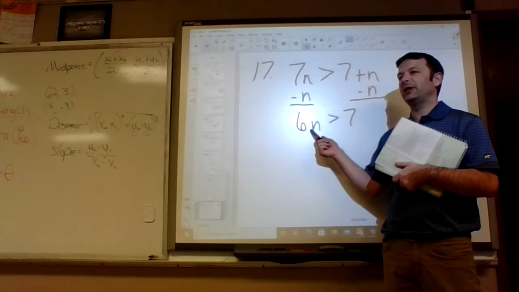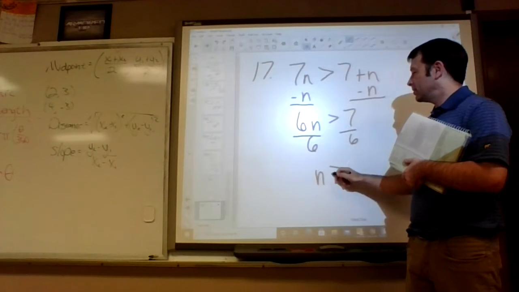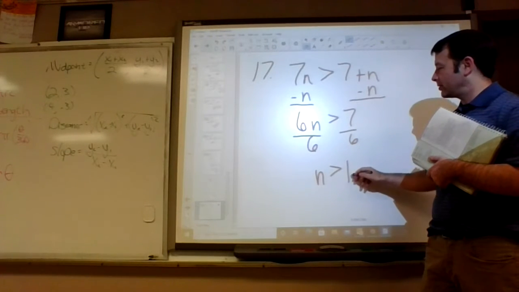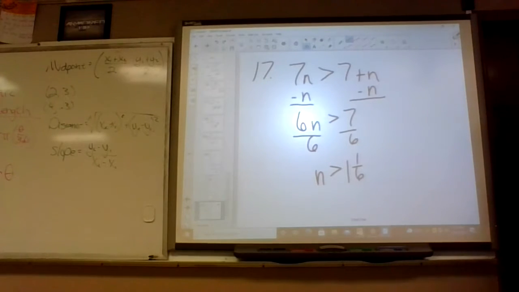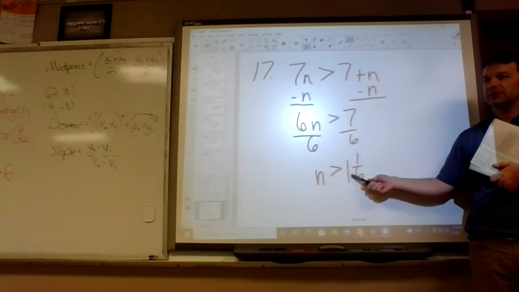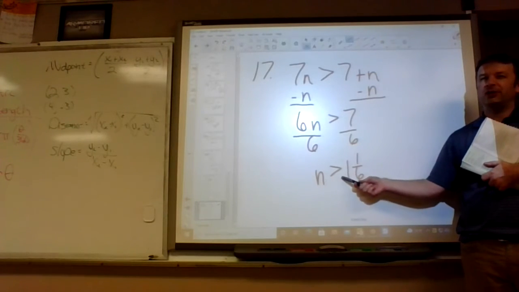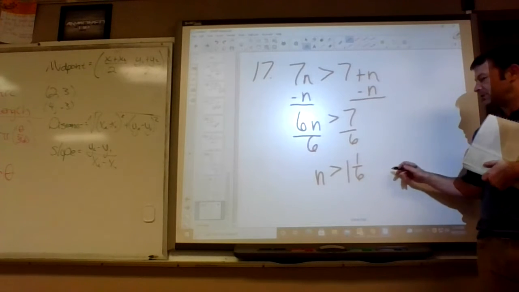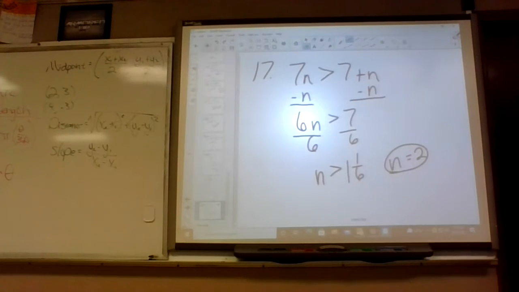Alright, what do I need to do now? Divide. Okay. 7 divided by 6 is like 1 and 1/6, right? Sure. Yes. What is the smallest integer that would work for this, that's greater than 1 and 1/6? Is 1 greater than 1 and 1/6? Wait. 2. So this one's just going to have one answer, 2. That's the smallest integer that works.